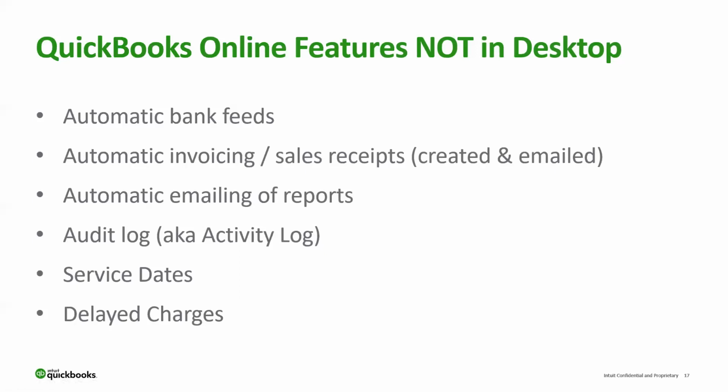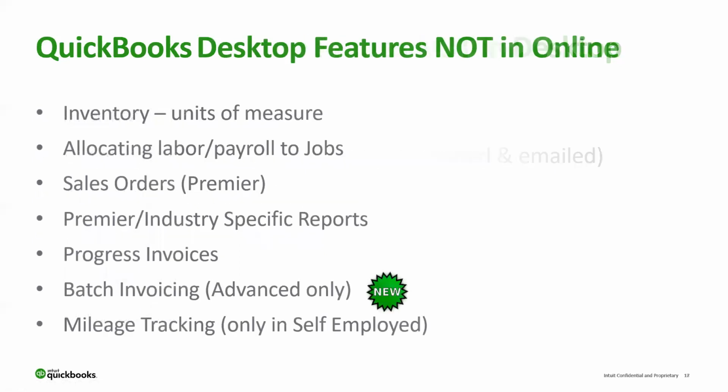You get service dates, and you also can do delayed charges, which is recording expenses and putting them on hold until you're ready to bill them at a later date. Some things that the desktop has that are not in QuickBooks Online. So these are reasons why you might want to think about staying in the online product. Inventory, which I already mentioned, because it only does first in, first out. If you use any other valuation method, then it may not be the best product for you. And up until recently, desktop only allocated labor and payroll, but they've recently rolled that out within the past 2 months.